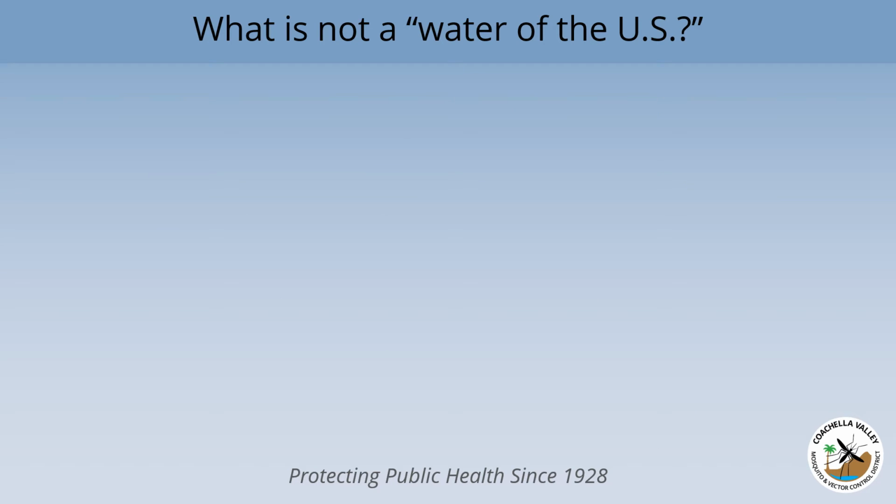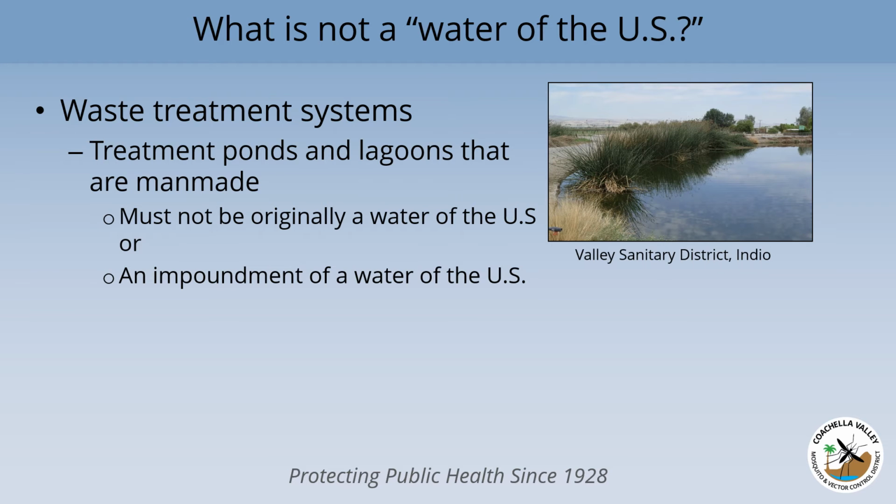Courts have also ruled on a couple of places where it's not a water of the US, and these sometimes feel a little tricky, but we'll walk through them slowly. The first one is waste treatment systems, and it has some very particular language around it. It needs to be a treatment pond or a lagoon that was man-made, so made by people, not originally a water of the US, and not an impoundment of a water of the US.